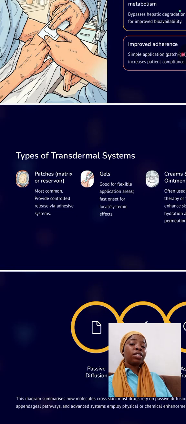Then we talk about the types of transdermal systems. The first is the patch, or reservoir, which is the most common and provides controlled release via a membrane system.